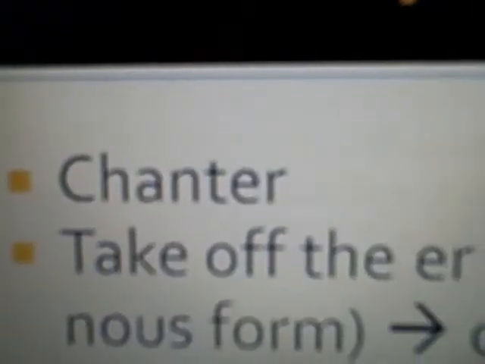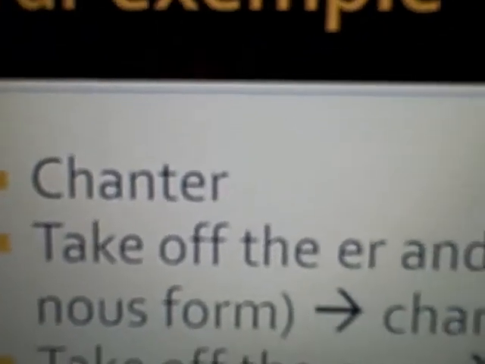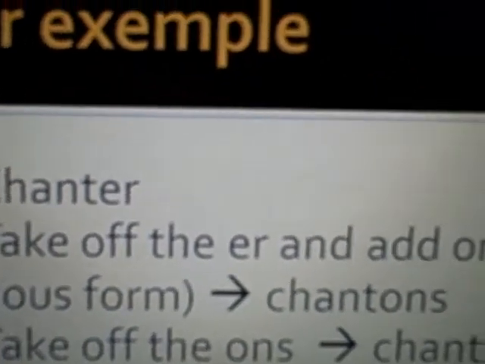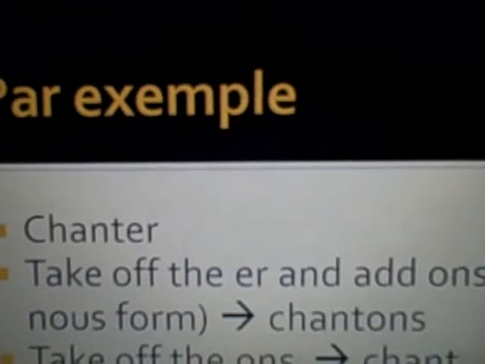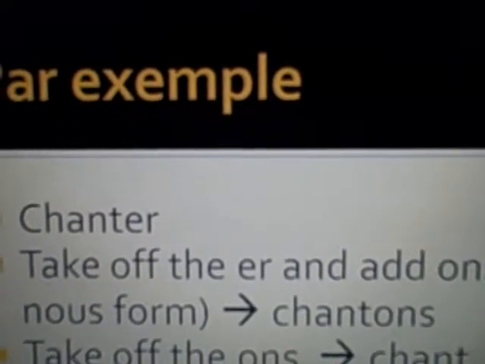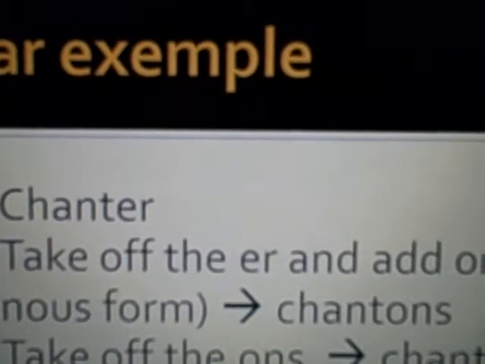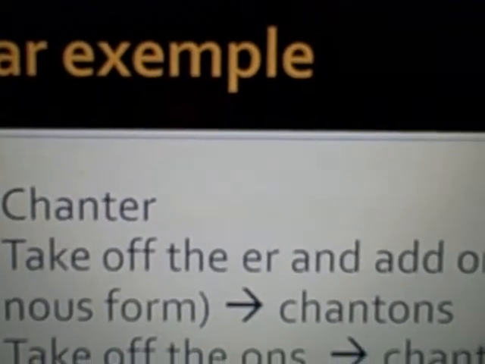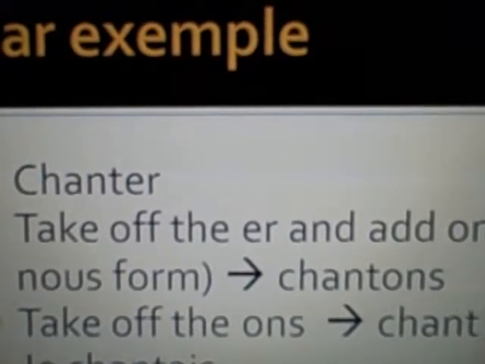So what does this look like? If you take a verb like chanter, which means to sing, you're going to take off the ER and add your ONS. The reason we're doing that is that's how we get to the nous form. We end up with nous chantons. From there, we take off the ONS, and that leaves us with just chant, C-H-A-N-T.